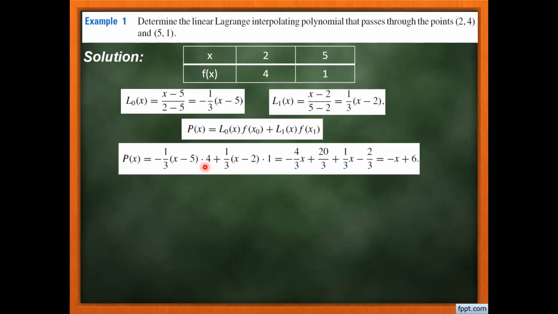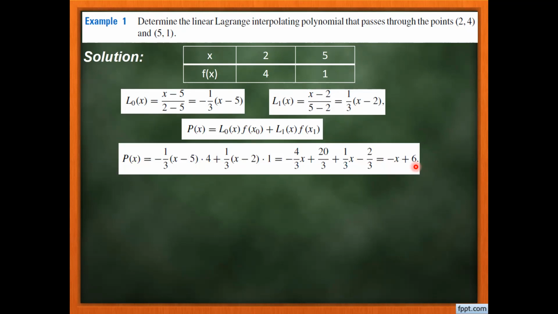So by substituting the values of L0, f of x0, L1, and f of x1, we have a polynomial which is minus x plus 6. So we can see that the polynomial that we are able to construct is a linear polynomial. And that's why it is known as the linear Lagrange interpolation.